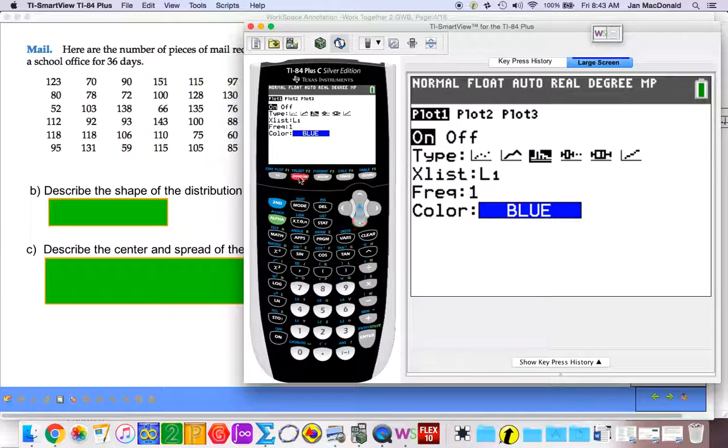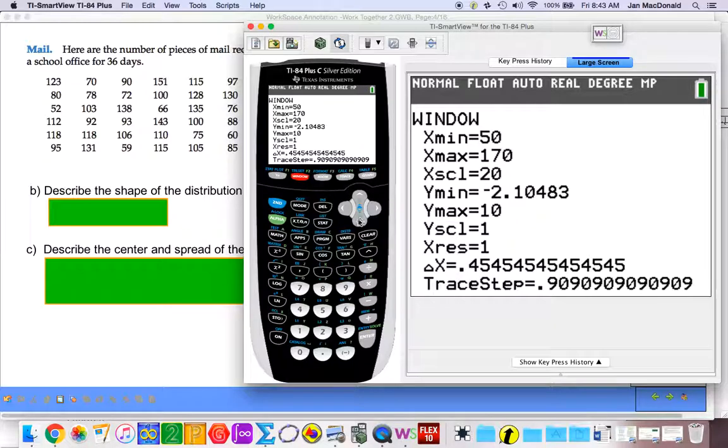Let's go to our window. Notice I changed my window. Make sure you change yours. I'm saying, hey, my minimum data value is 50. My maximum is going to be 170. My X scale is 20.